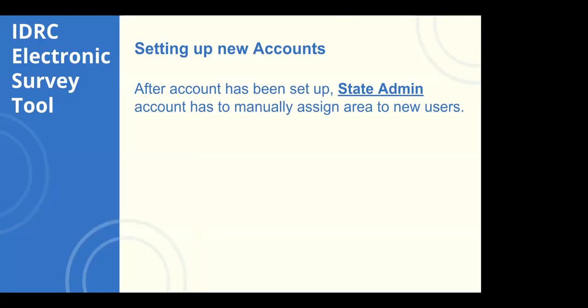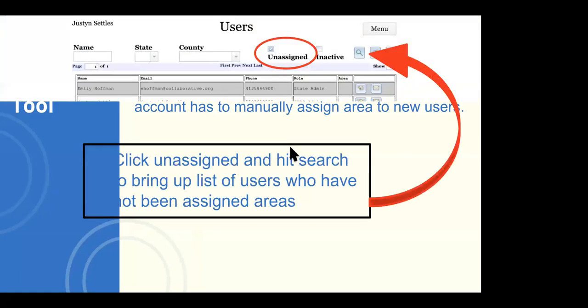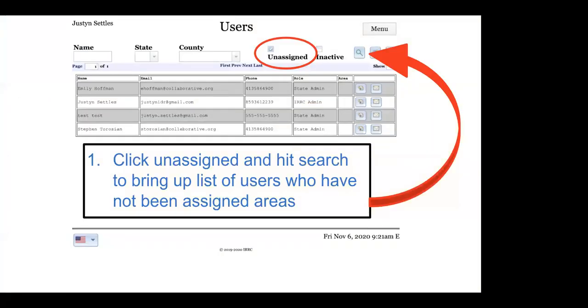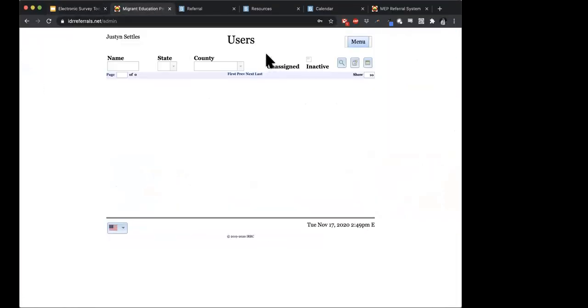After an account has been set up, the state admins have to manually assign areas to those new users. So to do that, from the user search window, you are going to click the unassigned button located up here. And then from there, you're going to click search.